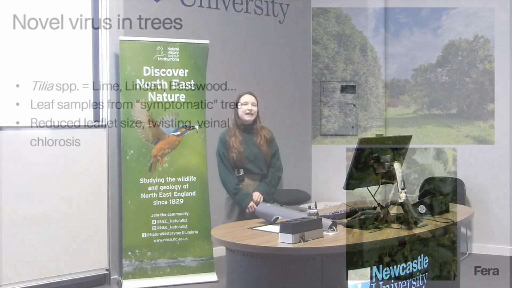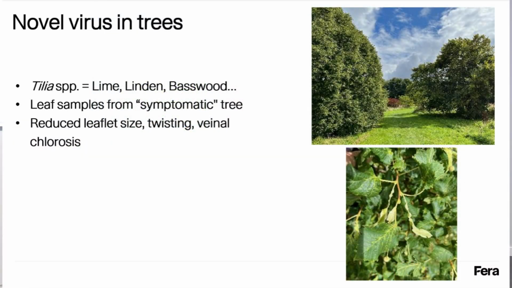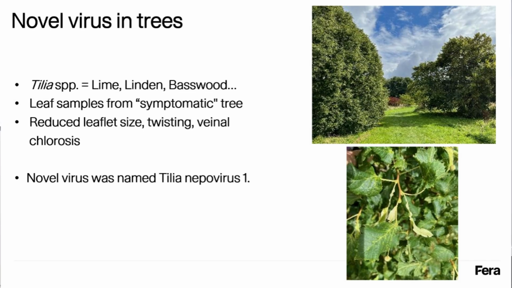So while we're out there, we came across a Tilia tree, which you may know as lime, linden or basswood. And this particular tree had some symptoms we'd associate with infection of virus. These are smaller leaves, twisting of leaves, and this banal chlorosis. And through some testing, we found a novel virus, which we named Tilia nicovirus 1. Nicovirus is the taxonomic placement, that's why that word is in there.